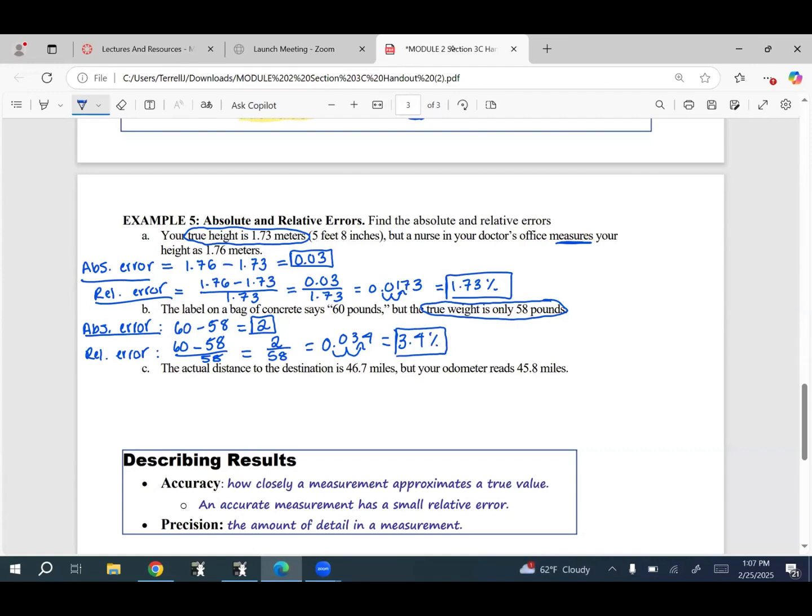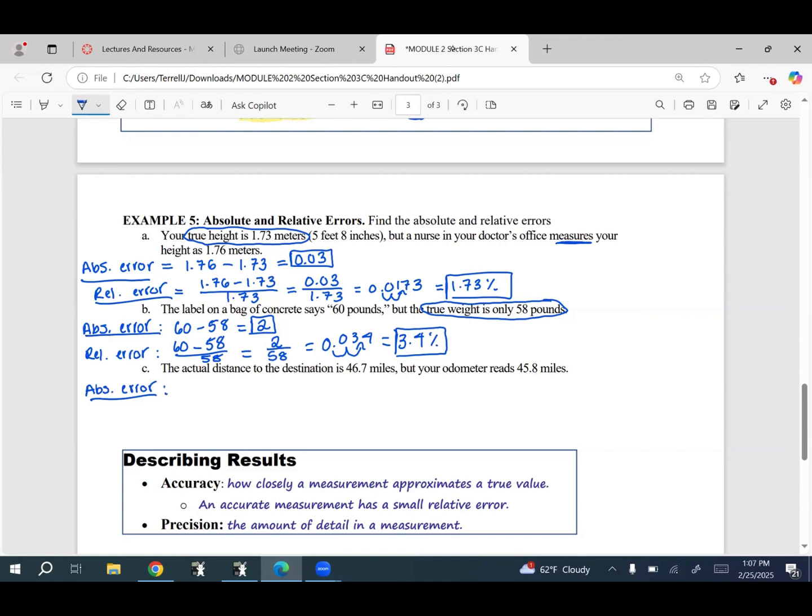And let's look at the last one. The actual distance to the destination is 46.7 miles, but your odometer reads 45.8 miles. We want to know the absolute error and the relative error.